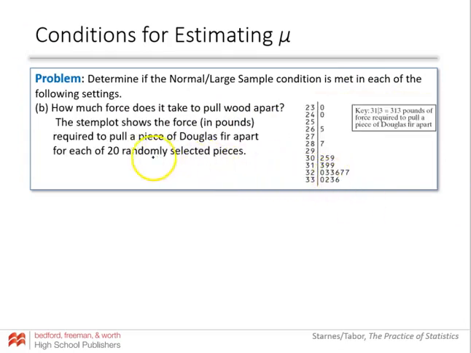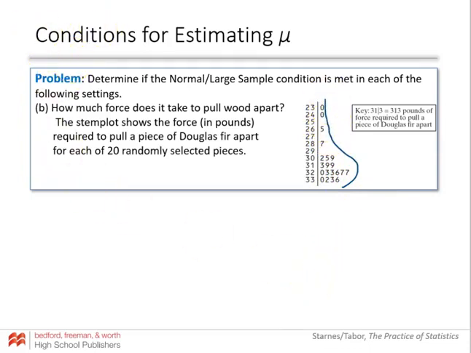Here, we have a sample size of 20, so that's smaller than 30, so now I have to look at the graph. They did a stem and leaf plot. Again, we saw the histogram in the last one. We'll look at dot plots, we'll look at box plots. Any graph can work. All right, so they did a stem and leaf here, and if I were to sketch this distribution, it would look like that.